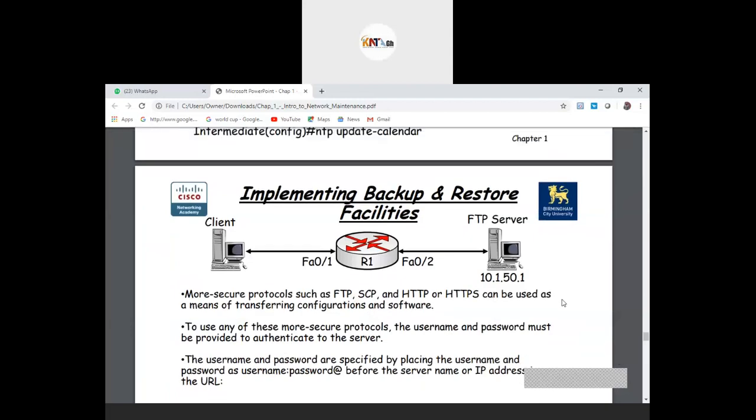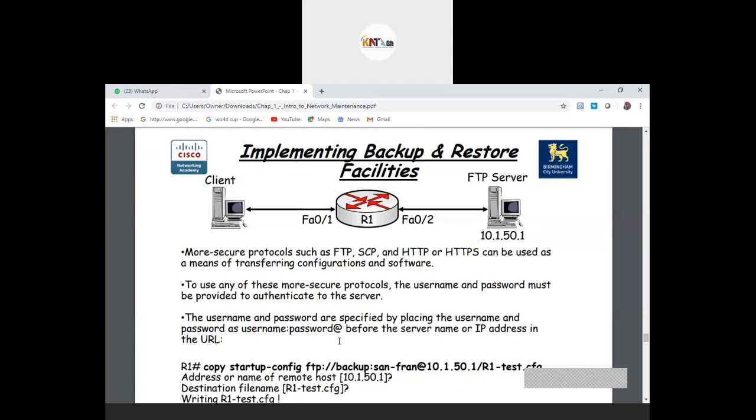Now, if you want to implement backup and restore facilities, more secure protocols such as FTP, SCP, and HTTP can be used as means of transferring configurations and software. So with configurations and software, client 1 and an FTP server, you can transfer configurations and software from the server to a client. Now, to use any of these more secure protocols, the username and password must be provided to authenticate the user. The username and password are specified by placing the username and password before the server name or the IP address in the URL.